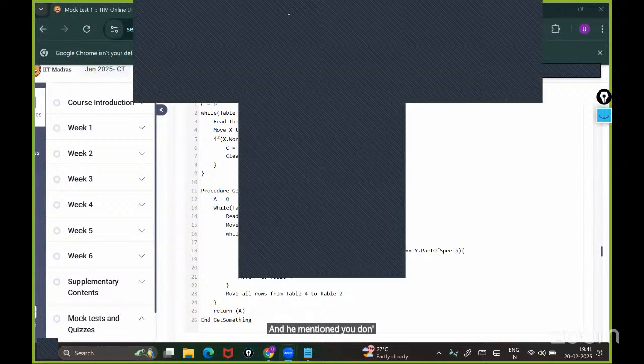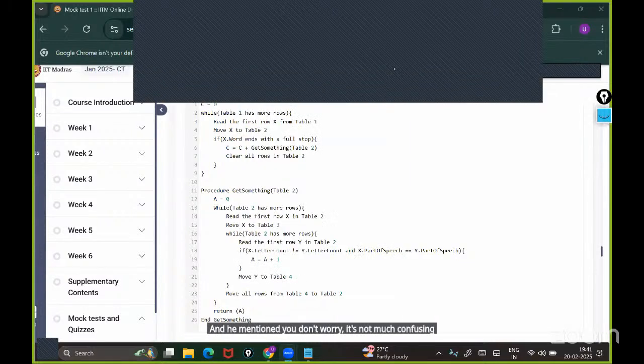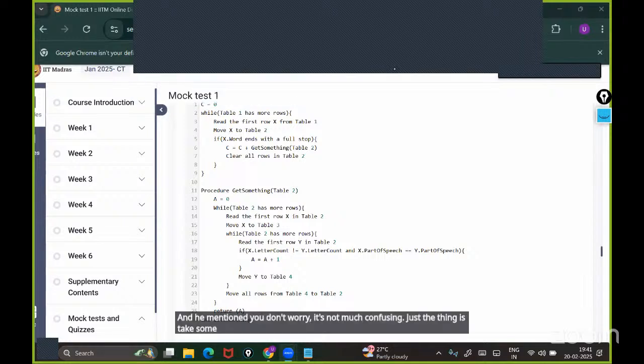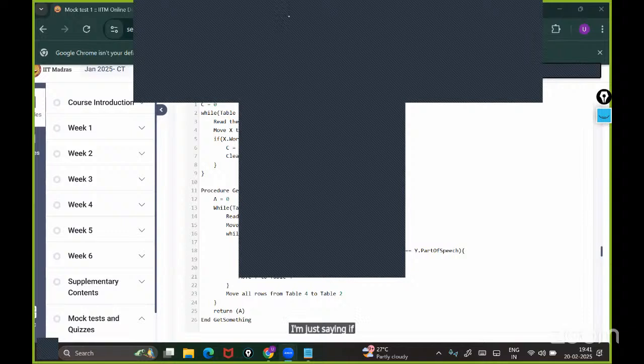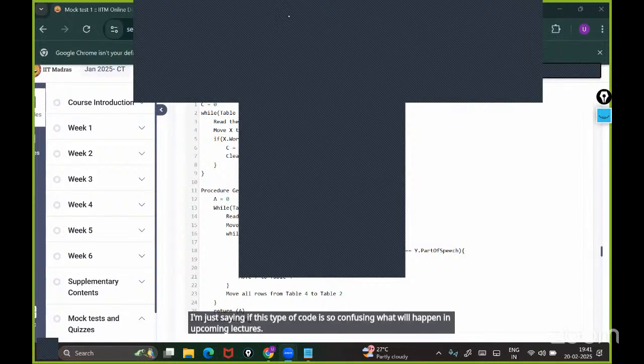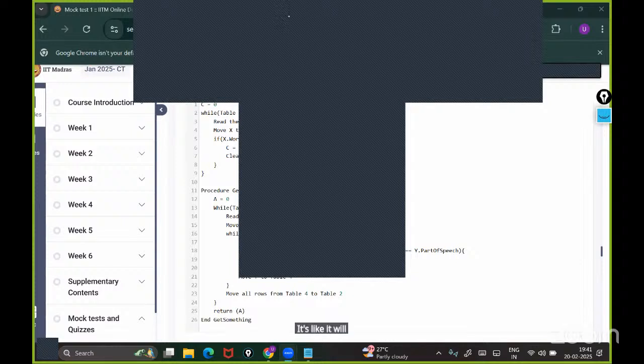Himanshu, don't worry, ma'am. It's not that confusing. Just take some time to understand this. I'm not worrying. I'm just saying, if this type of code is so confusing, what will happen in the upcoming lectures? It will take some time to understand. That's it. Yeah, ma'am, I have ChatGPT, so I can take help from that.